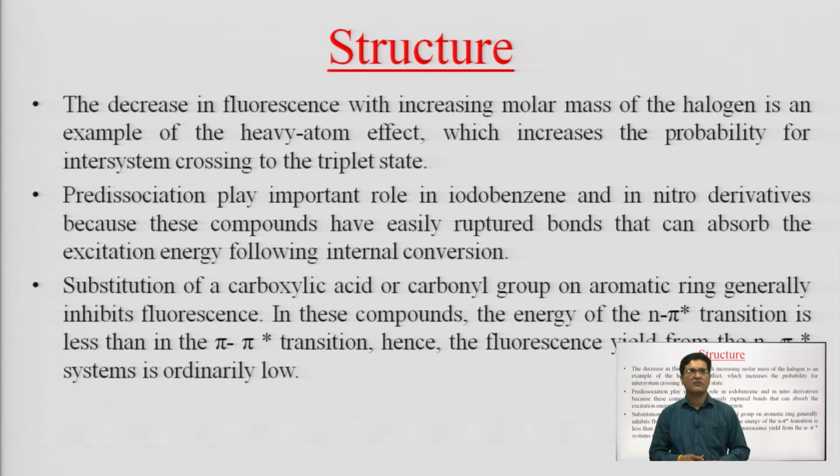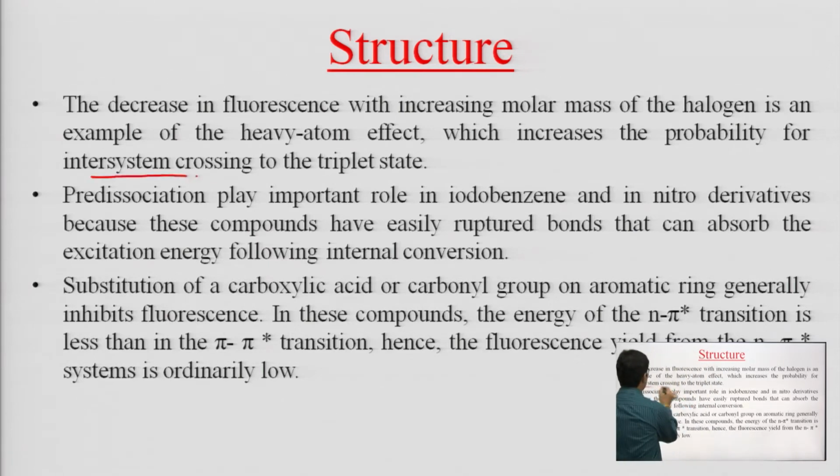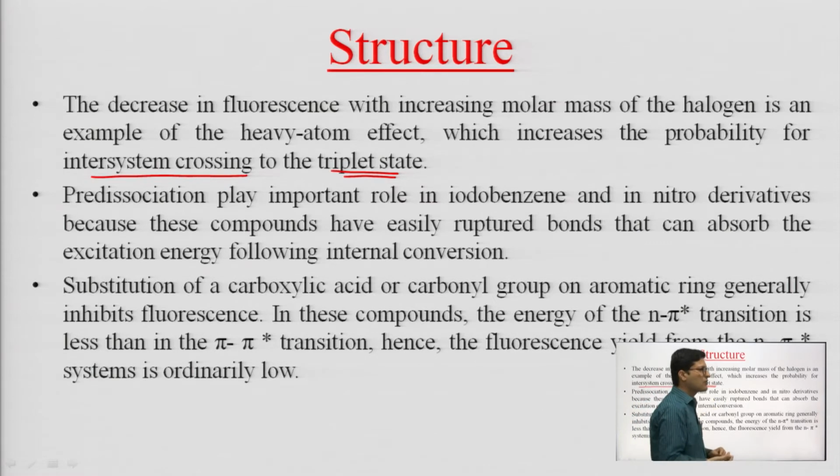So, the decrease in the fluorescence with increasing molar mass of the halogen is an example of the heavy atom effect, that increases the probability for the intersystem crossing to the triplet state. So, this mainly decreases the fluorescence and it increases the chances of the phosphorescence.